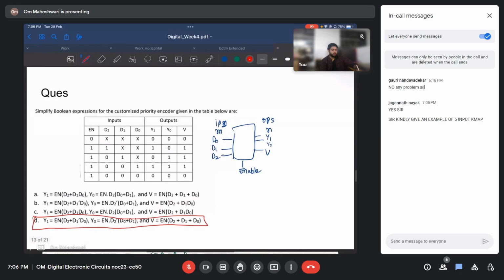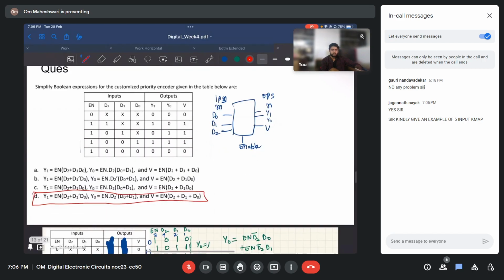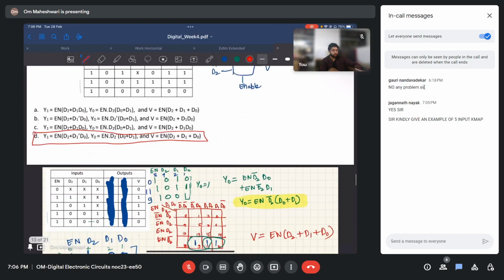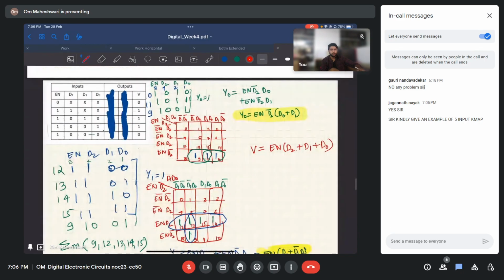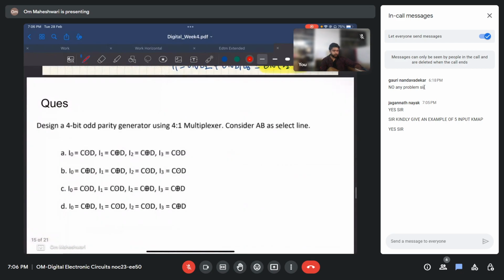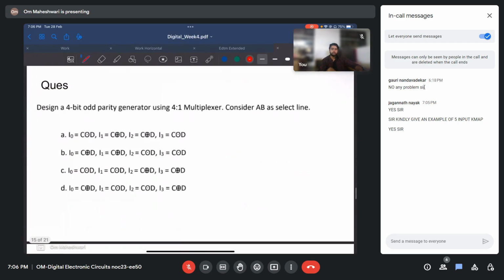Jagannath, okay. So I have given the example of 5 input K map in my previous class. So if you want me, I'll repeat it at the end of the class. So I'll solve two more questions, then I'll go to the 5 input K map example. Okay.